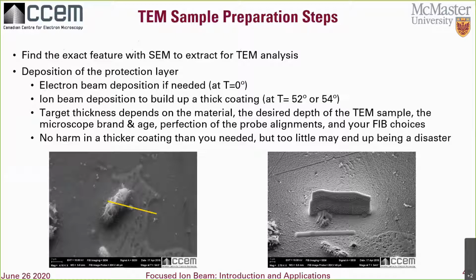The target coating thickness depends on the material involved, how deep the sample needs to be, the microscope itself, and the precision of the probe alignments even. And the choices that the operator makes throughout the process also have an effect. Having a thicker coating than you ended up needing is always going to be a better option than finding out near the end of the whole full day of FIB work that you should have spent 5 more minutes on a thicker coating.